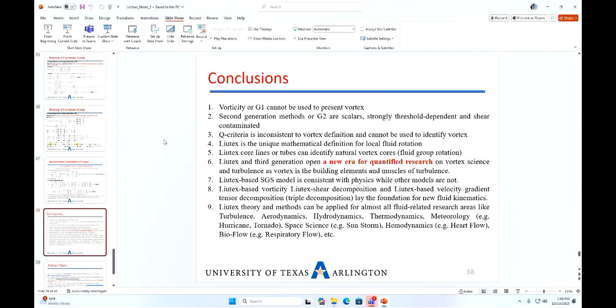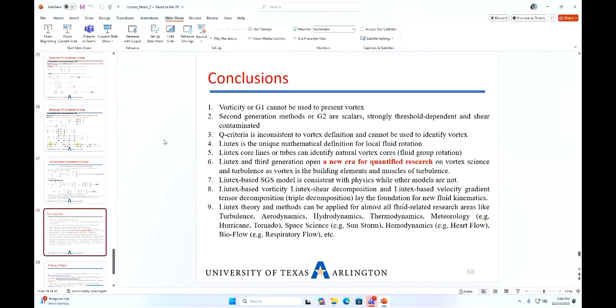Well, this is pretty much a talk. We can talk later. Take the SGS model, the subgrid model. I would like to say it's not consistent with physics. They use the so-called eddy viscosity. Well, I think Dr. Yu will talk more. Why? Why the subgrid model? Well, it is eddy viscosity. Why?